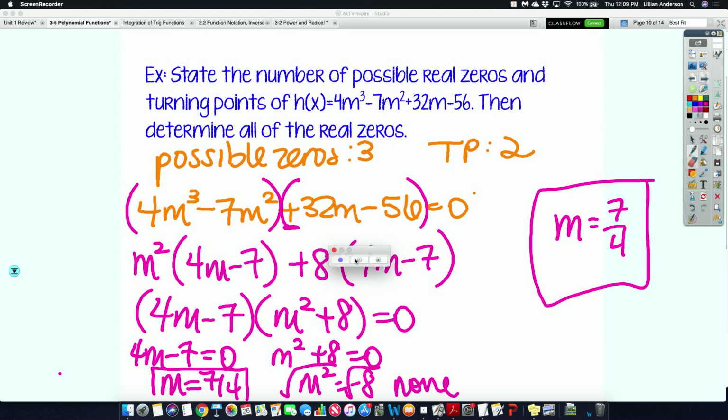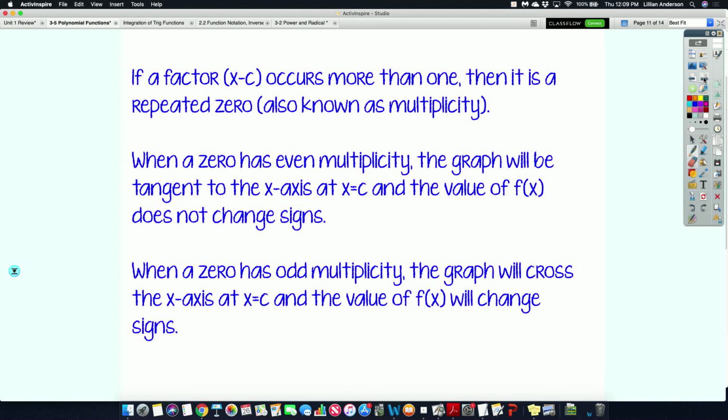So we talked about what happens on the ends. We talked about what's happening in the middle when it crosses over the x-axis, or actually crosses or touches. This is that last little bit on this page. If the factor x minus c occurs more than once, then it is a repeated 0, and that's known as multiplicity. So let's say that when you factor, one of your factors ends up being x minus 2 squared. That's technically x minus 2 times x minus 2. It occurs more than once. The multiplicity is the repetition of the 0.